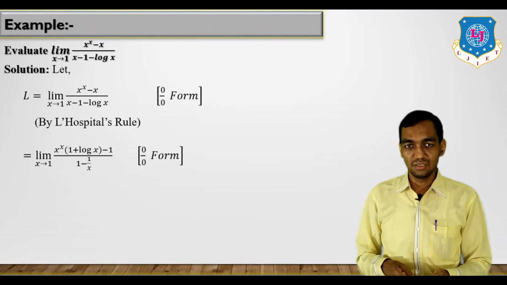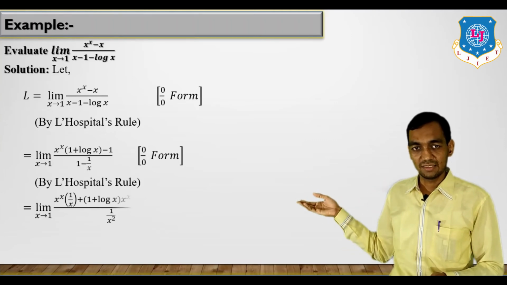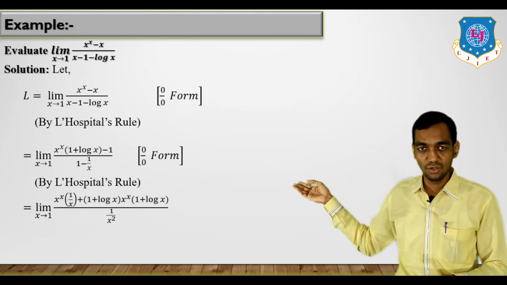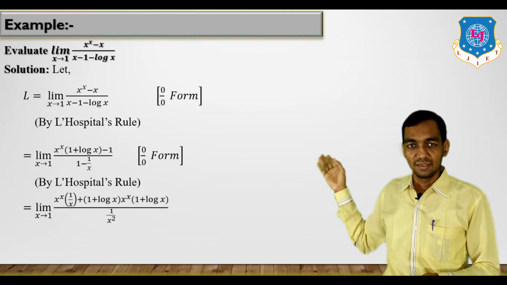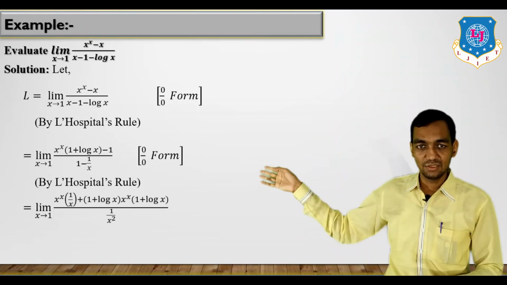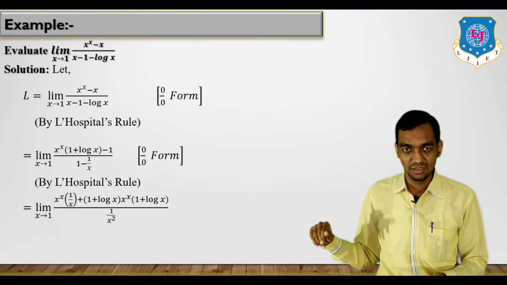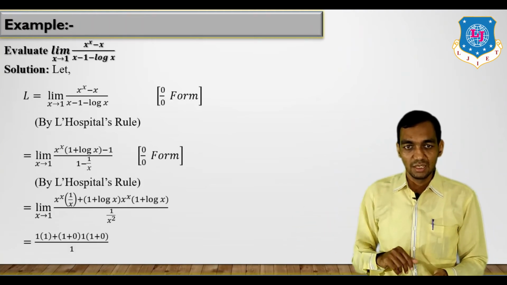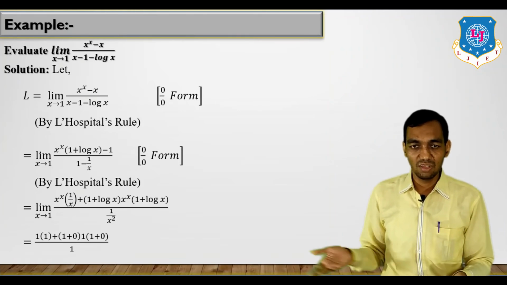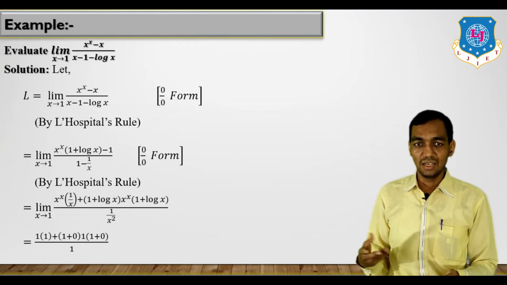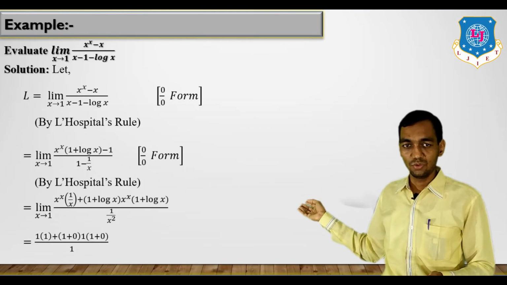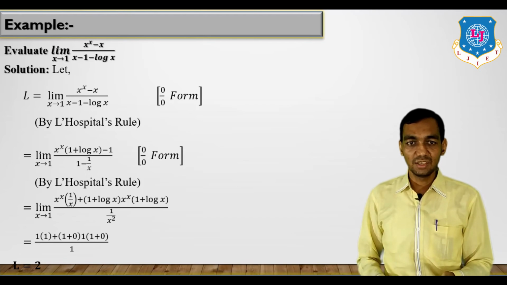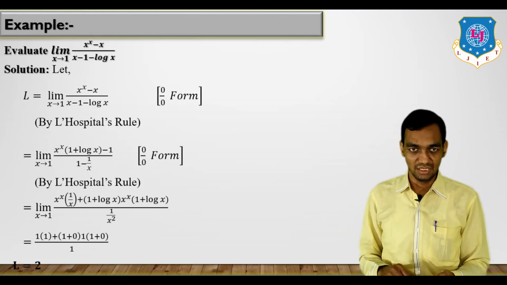So continuing L'Hopital's rule, that will give you x raised to x as it is, and the derivative of the bracket, that will be 1 upon x, because 1 has a derivative 0, log has 1 upon x, plus 1 plus log x as it is, the derivative of x raised to x will be x raised to x into 1 plus log x, divided by 1 as a derivative 0 and 1 upon x as a derivative minus 1 upon x square. Now see, the denominator is obviously non-zero, so we are going to put the limit, and that will give you 1 into 1 plus 1 plus 0 into 1 into 1 plus 0 divided by 1. That will give you the answer 2 divided by 1, that means it is 2.